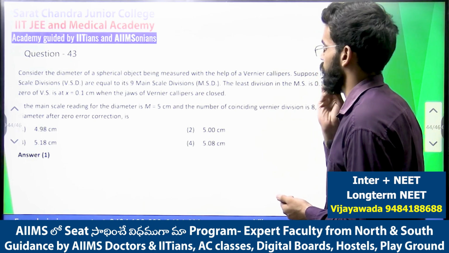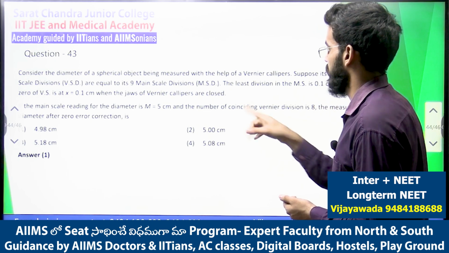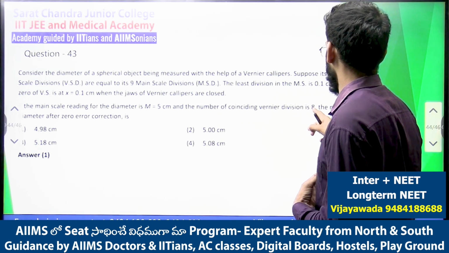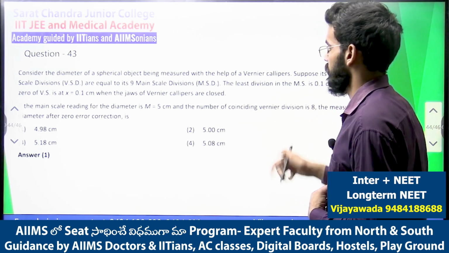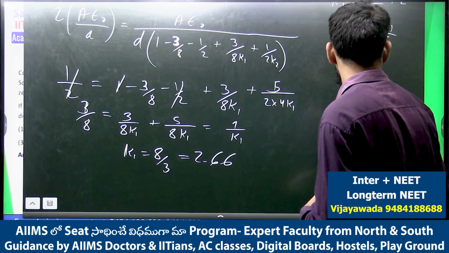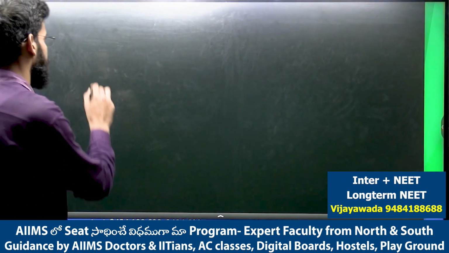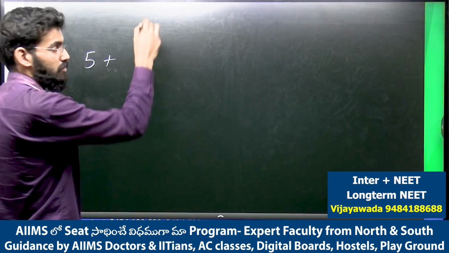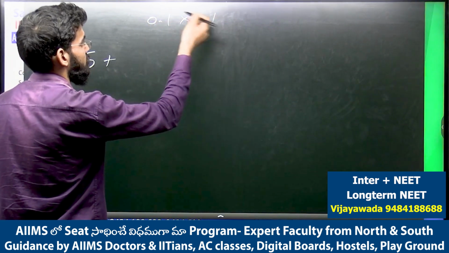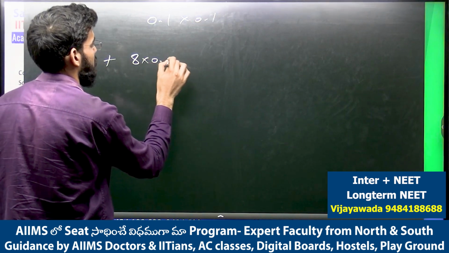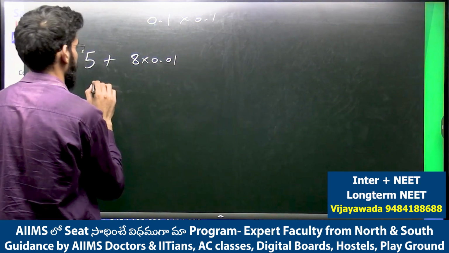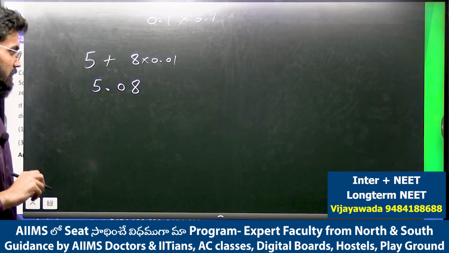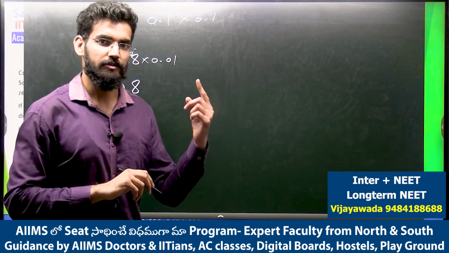Then the vernier scale. The main scale reading of the diameter is 5 centimeter, so I can say 5, and the number of coinciding vernier scale divisions is 8. So how much will your answer be? Coinciding is 8, right? So 5 plus, you can say 9 scale, so 0.1, and then he said this is 0.1, so 0.01, so 8 into 0.01. And then this came, how much, 5.08. But there is one more problem, there is a mismatch of 0.1.